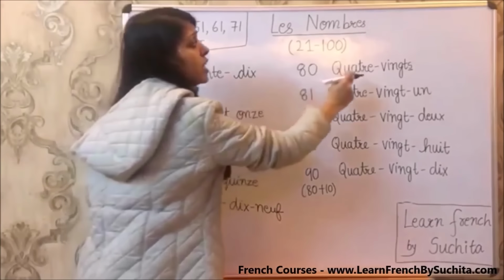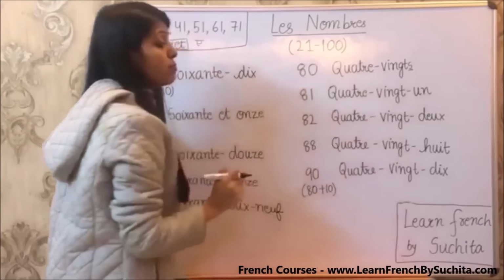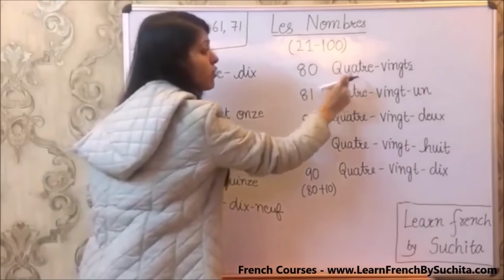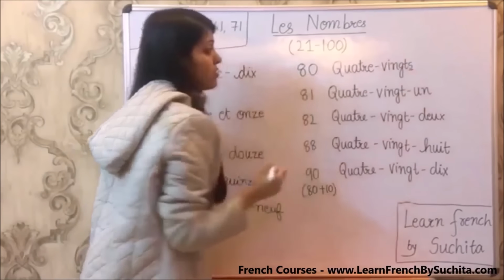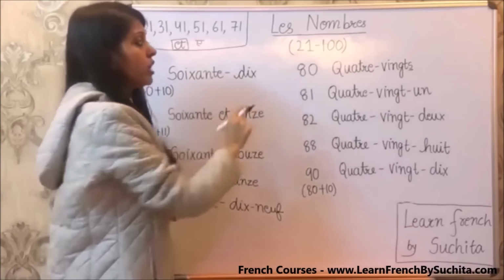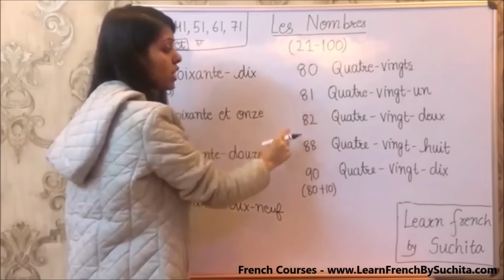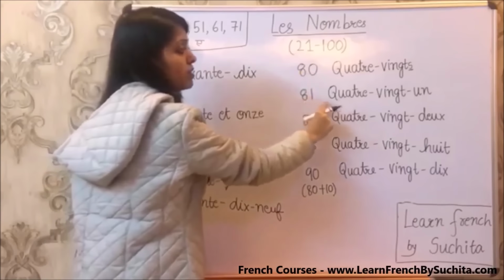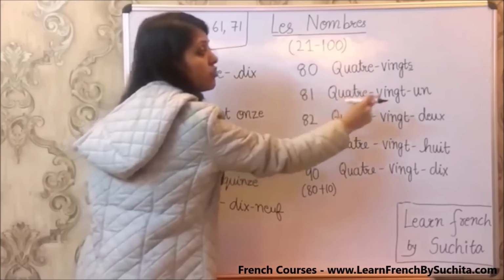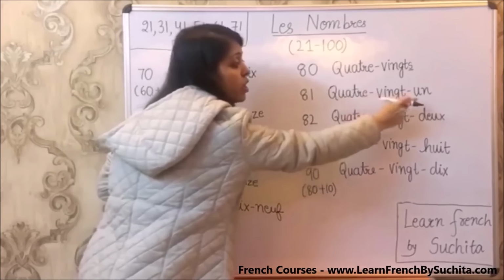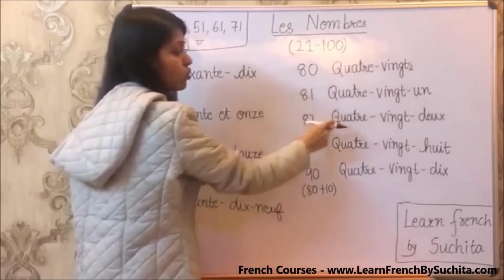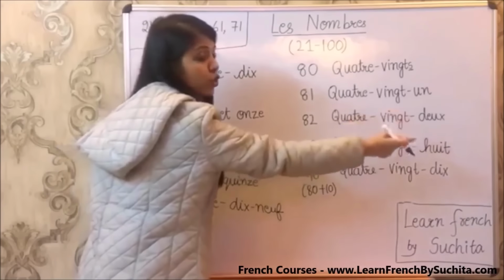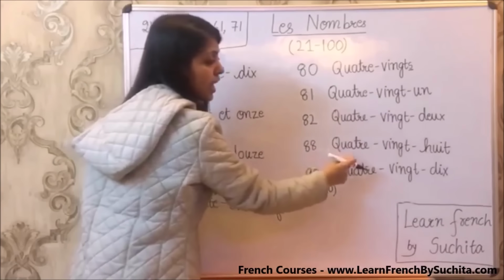How do I write 80? Quatre-vingts. Now it is important to note that in case of 80, we write S. Now this S is written only in case of 80, not anywhere else. 81 will be formed from 80. So 80 plus 1 gives me 81. Quatre-vingt without S, un. 82. 80 plus 2, quatre-vingt-deux.